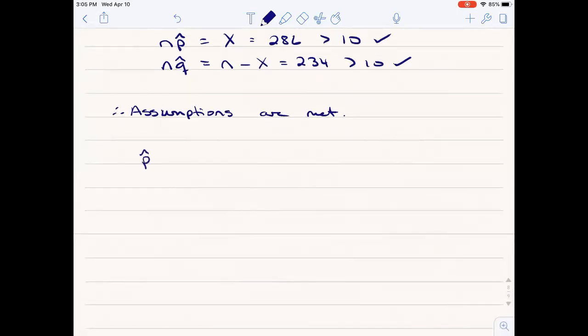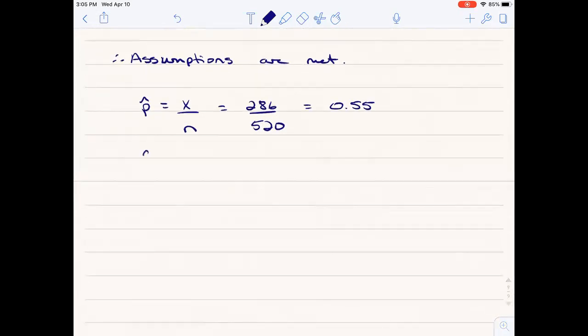I'm going to go ahead and calculate p hat. p hat is the number of successes over n, which in our case is 286 over 520. 286 divided by 520 is 0.55. q hat is 1 minus p hat, which in this case is 1 minus 0.55. So 0.45.